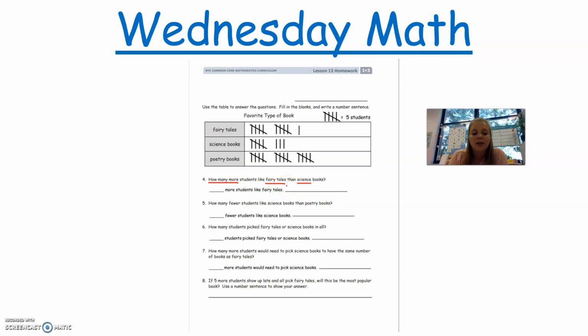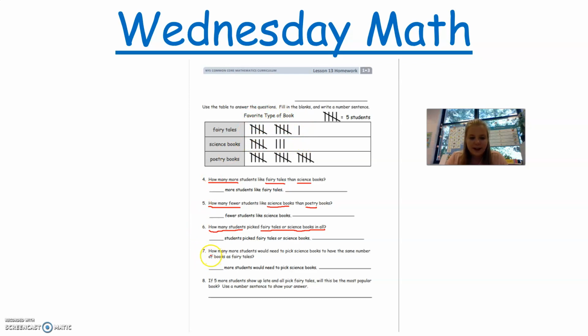Okay, the next one says, how many fewer students like science than poetry? So you need to do science, then poetry. Write the answer in your number sentence. Okay. Number 6. How many students picked fairy tales or science books in all? So it wants fairy tales and science books together. So you need to figure out how many people voted for these 2 books, okay?